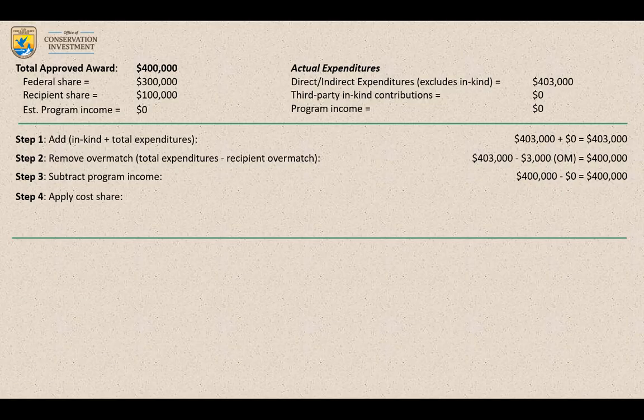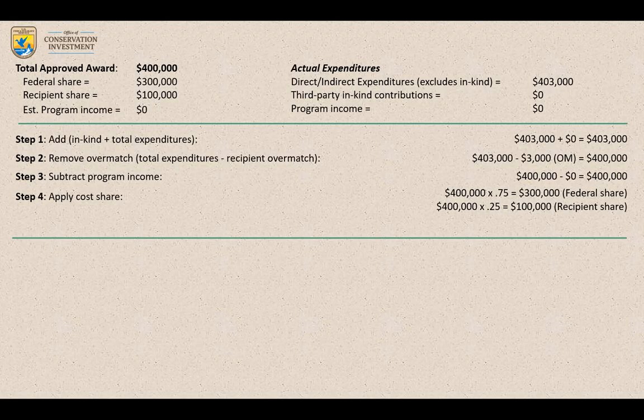In Step 4, the recipient calculates the federal share of expenditures by multiplying the adjusted outlays by the award cost share requirements. The federal share of the award is 75%, and the recipient has a mandatory 25% cost sharing requirement. To determine the federal share of expenditures, the recipient multiplies the adjusted outlays from Step 3 by 0.75. The resulting federal share of expenditures is $300,000. The recipient share of expenditures is determined by multiplying the same adjusted outlays from Step 3 by 0.25 to get $100,000.